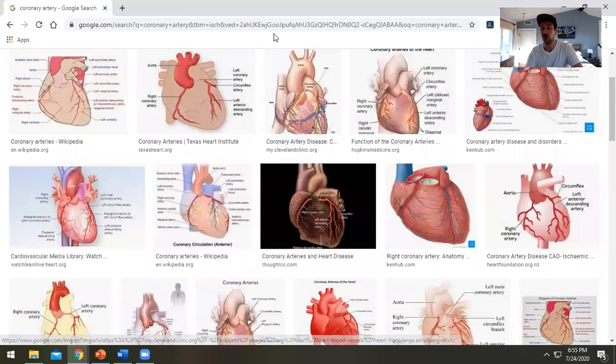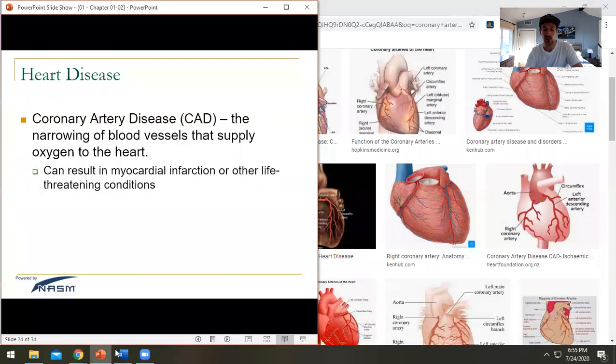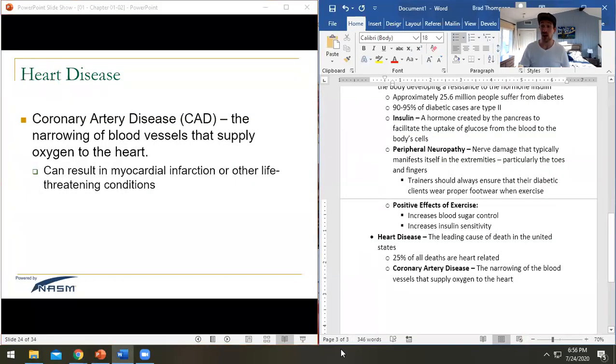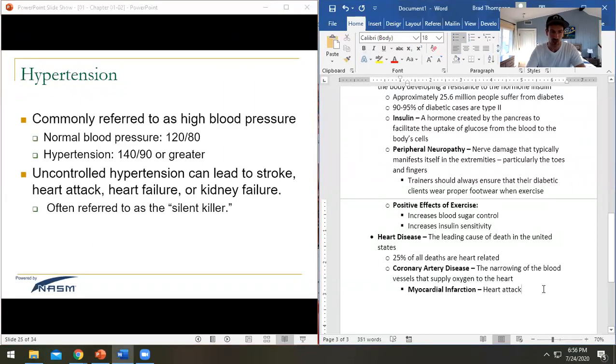So it's an incredibly, incredibly dangerous disease. It's dangerous whenever you can't supply oxygen to something, but you can live without a foot. You cannot live without your heart. So this often leads to what is called a myocardial infarction, a big fancy way of saying heart attack, which is cell death inside of your heart.